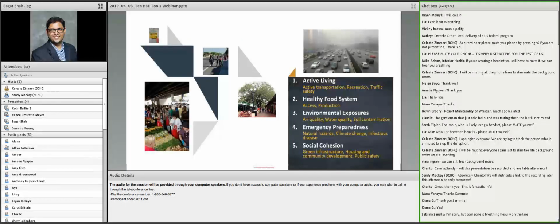Each of these 5 domains was further divided into 14 subdomains. For example, active living was divided into active transportation, which is going from origin to a destination, A to B, with a purpose. It also included active recreation, which is walking, jogging, biking, etc. And then traffic safety, which mainly focuses on the safety of pedestrians and people who bike. I'm not going to go into all the subdomains, but you can see on the screen that we hope we covered all the domains and subdomains through which planners can influence health.